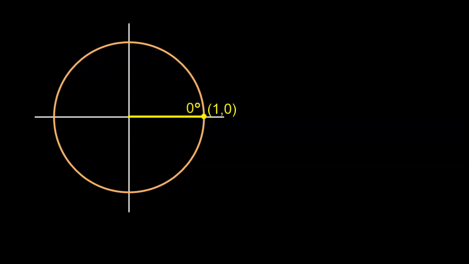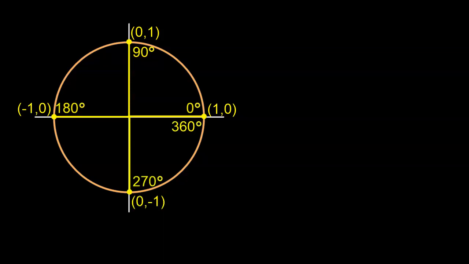Because it has a radius of 1, at 0 degrees, we would have the coordinates 1, 0. Makes sense, it's gone 1 unit to the right and neither up nor down. At 90 degrees, 0, 1, it's gone 1 unit up. At 180 degrees, negative 1, 0, because it's gone 1 unit to the left. 270 degrees would be 1 unit down, so 0, negative 1. And then we come full circle at 360, so we're back to 1, 0.